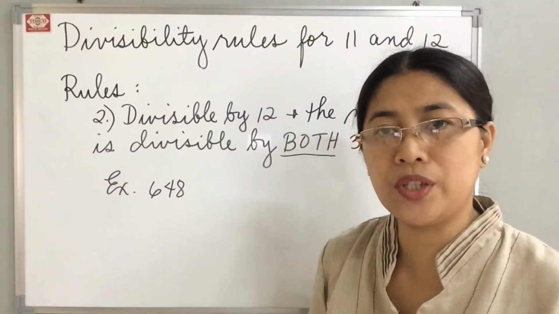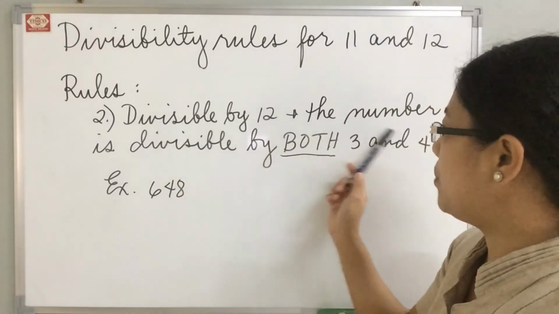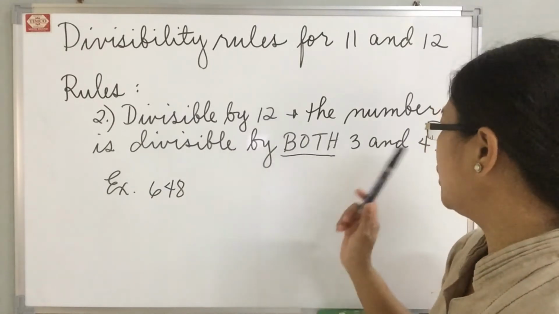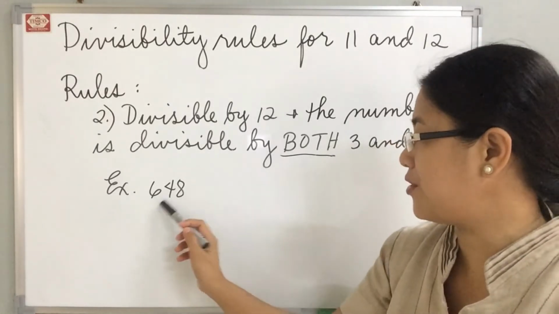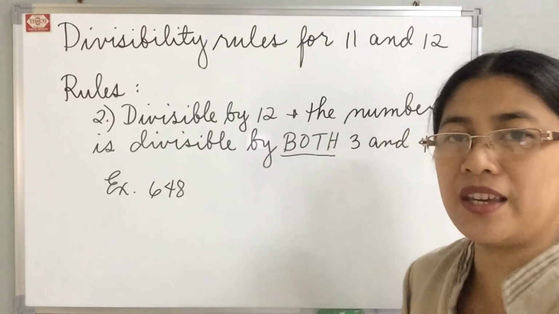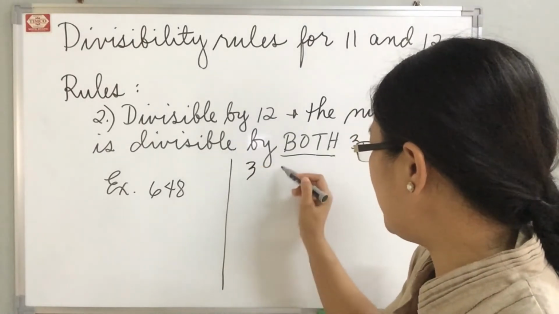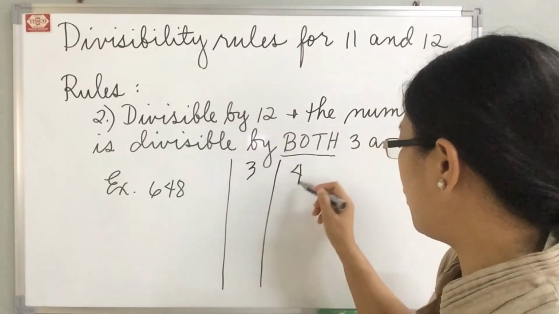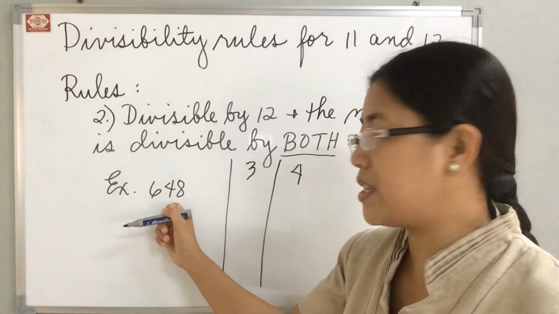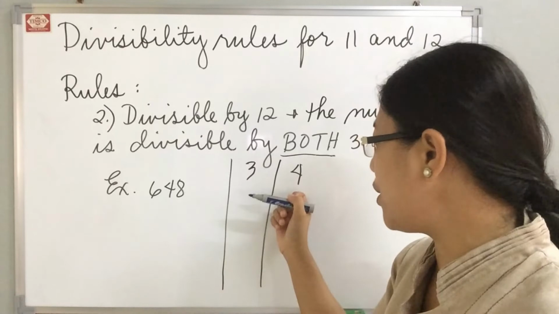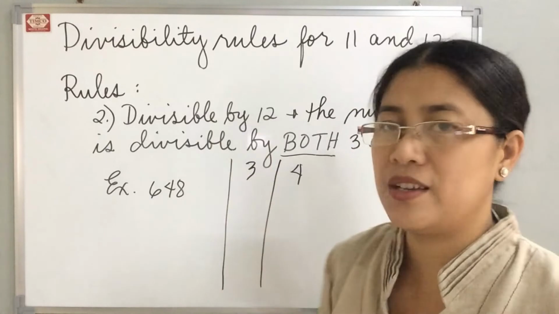And the next rule is for number 12. A number is divisible by 12 if the number is divisible by both numbers 3 and 4. So, example, we have 648. So, we need to have a checklist. So, we have 3 here and 4. And let us identify if the number is divisible by both 3 and 4 so that we can consider the number as divisible by 12.